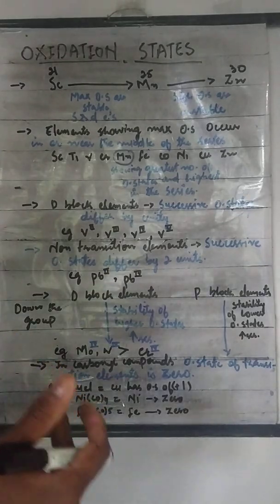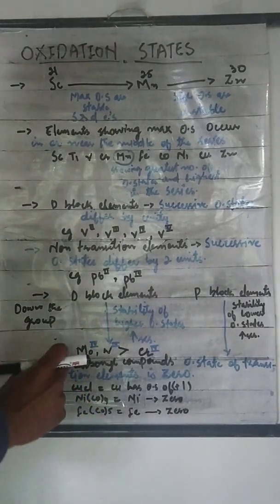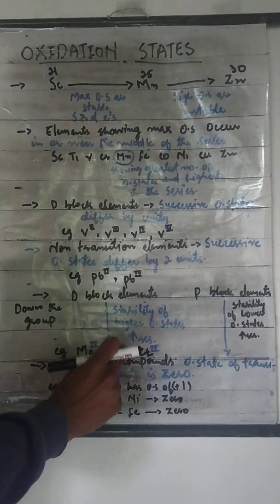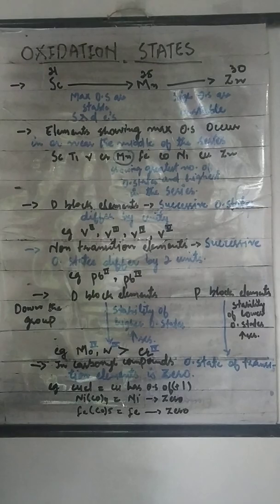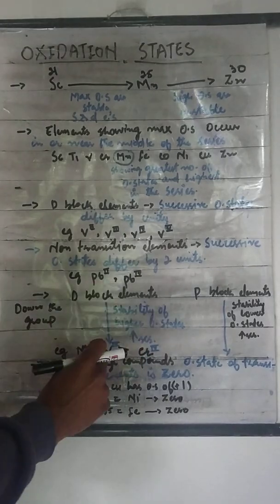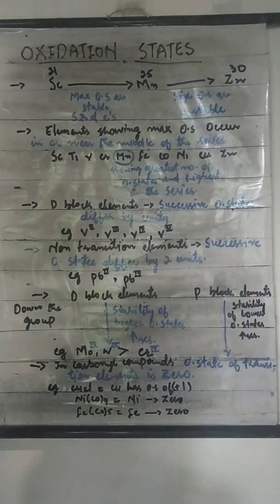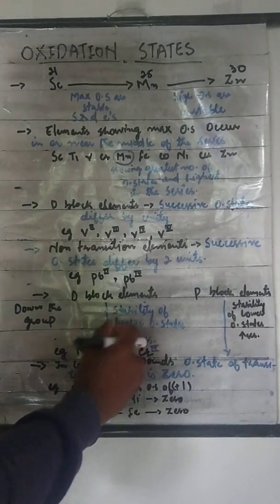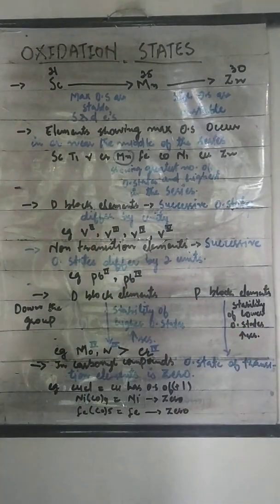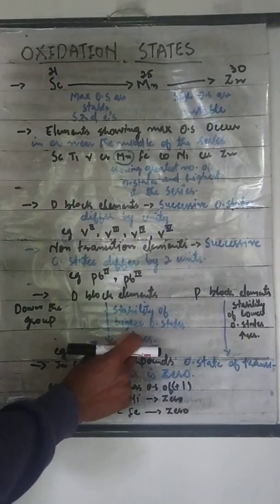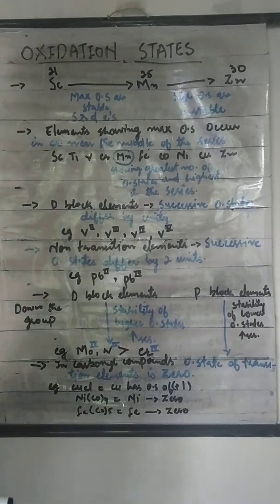Example here: molybdenum(IV) and tungsten(IV) are more stable than chromium(IV). It's because chromium is the element of 3D series, molybdenum is the element of 4D series and tungsten is the element of 5D series. When we move down the group, stability of higher oxidation states increases. That's why molybdenum(IV) and tungsten(IV) are more stable than chromium(IV).